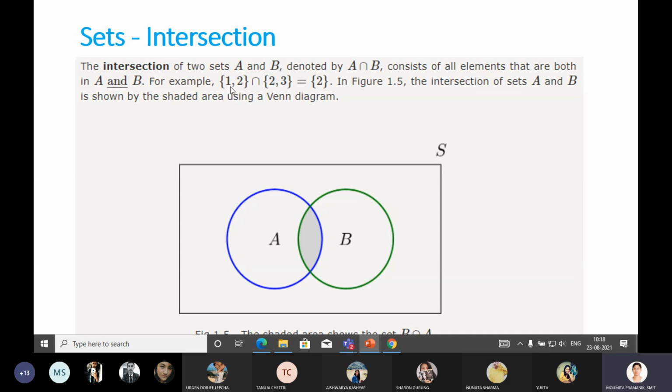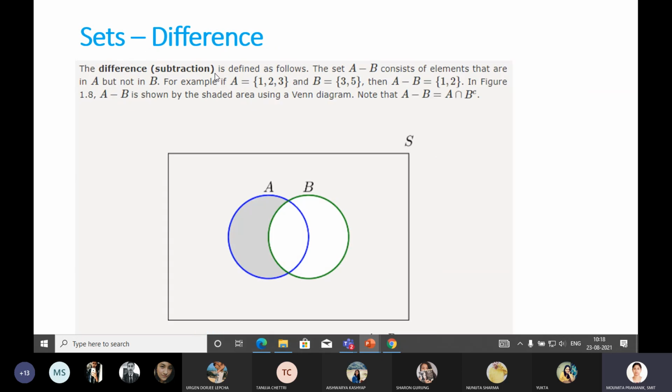If you take this example, A is represented through the values 1 and 2, and we do the intersection with B, represented through 2 and 3. Then the intersection set is represented by the value 2. Only 2, because this is the only common element, the intersection value of both sets. We can represent this with the Venn diagram, and the value we get is 2.